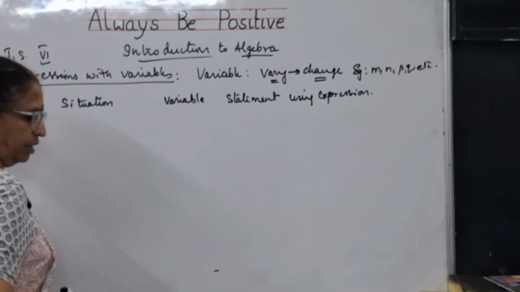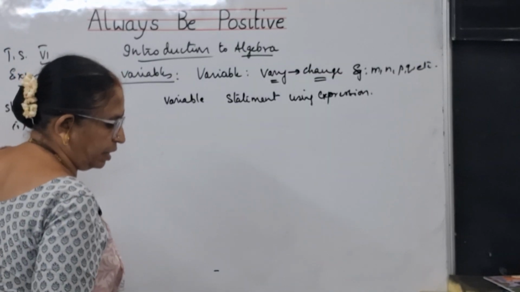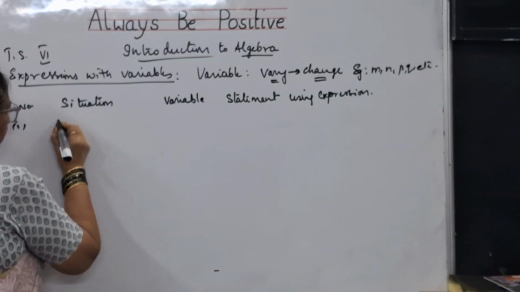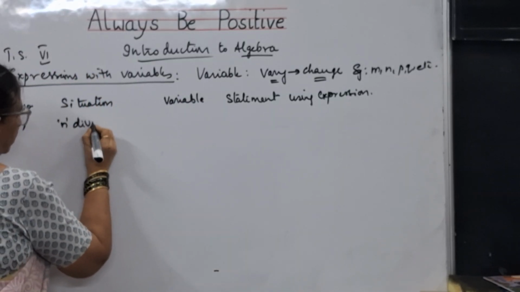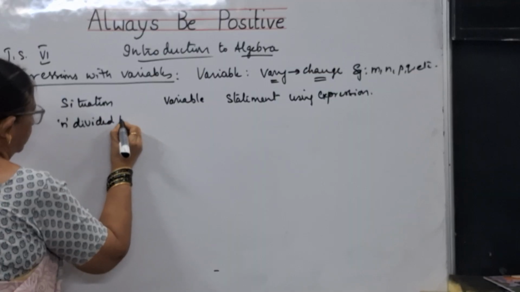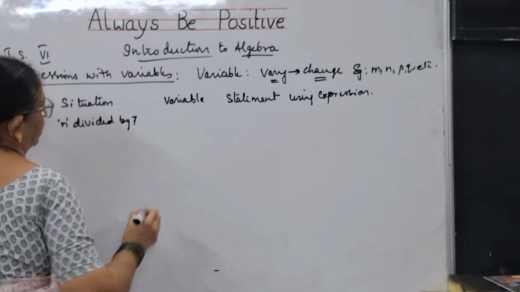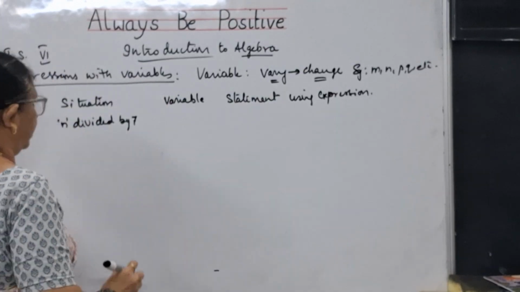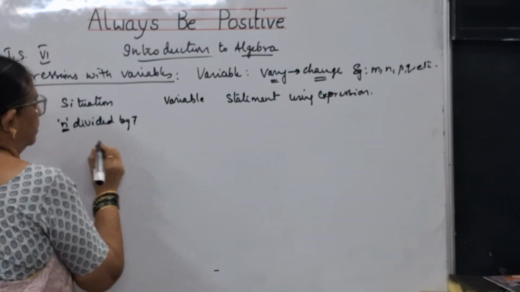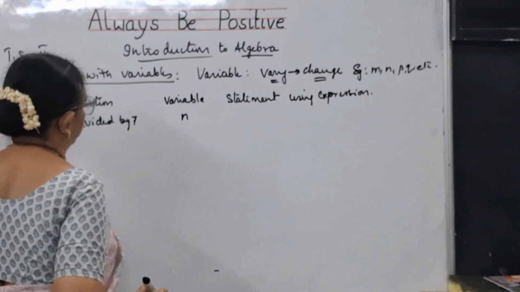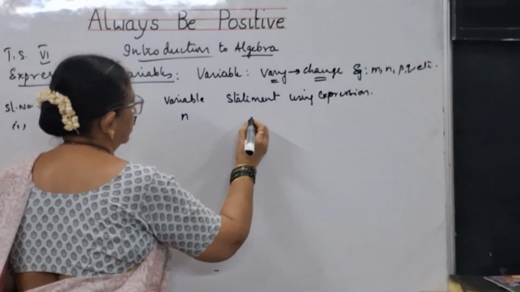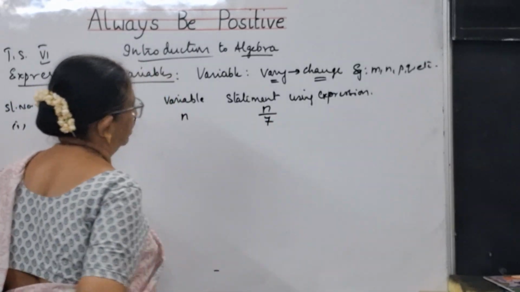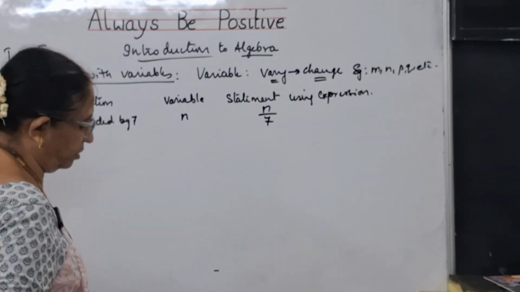First one is given as n divided by 7. N divided by 7. So variable here, the letter, is n. So n is the variable. What is the statement that you will be getting? N divided by 7. This is the solution for it, children.